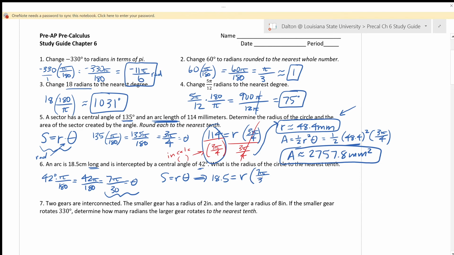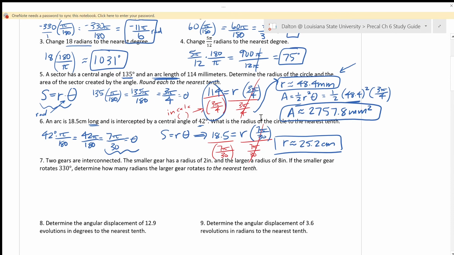So this one is extremely similar to the last question. If I want to isolate r, I'm going to divide both sides by 7 pi over 30, ensuring in my calculator I put that fraction, 7 pi over 30, in parentheses when I divide it from 18.5, giving us the answer for our radius. To the nearest tenth should be about 25.2 centimeters.